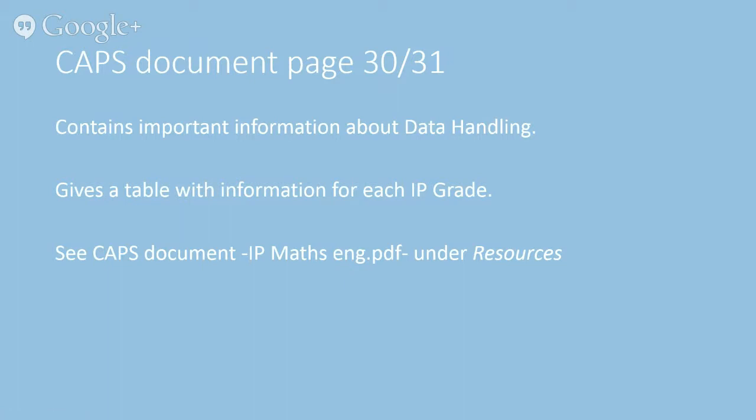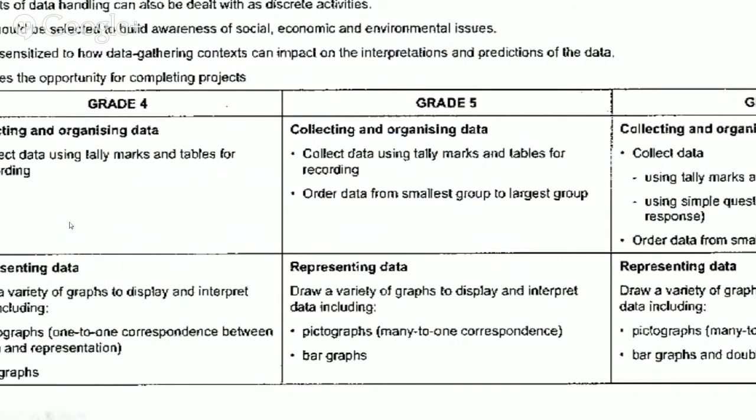Okay, so what does this document look like? Here's just part of the document. It has all the things in each of the grades, grade 4, 5, and 6. It starts off with collecting data and organizing data, what you need to do in grade 4, grade 5, and grade 6. So there's progression. And then it shows you, as you go along, the representing of data.